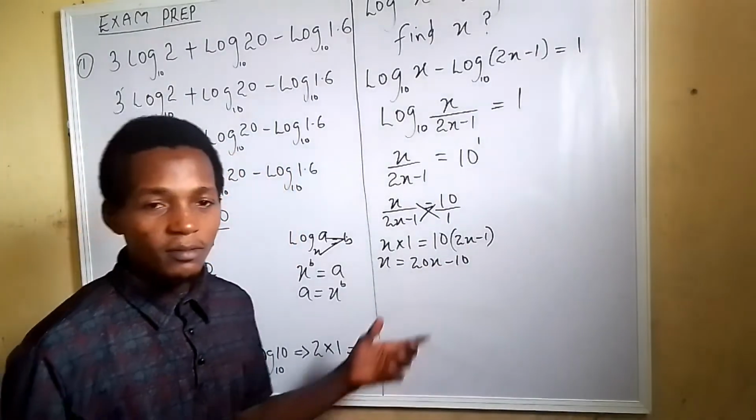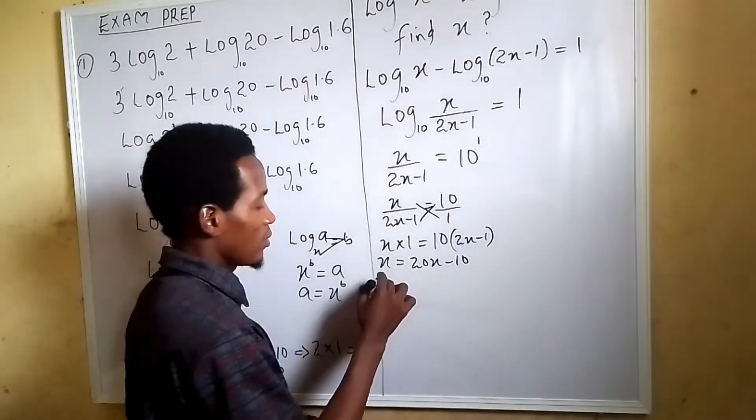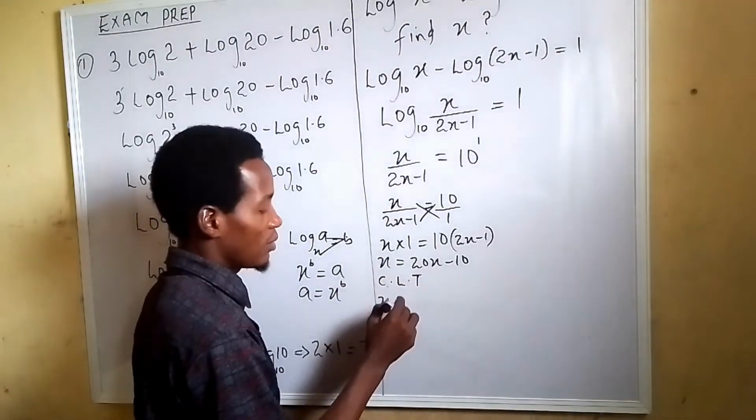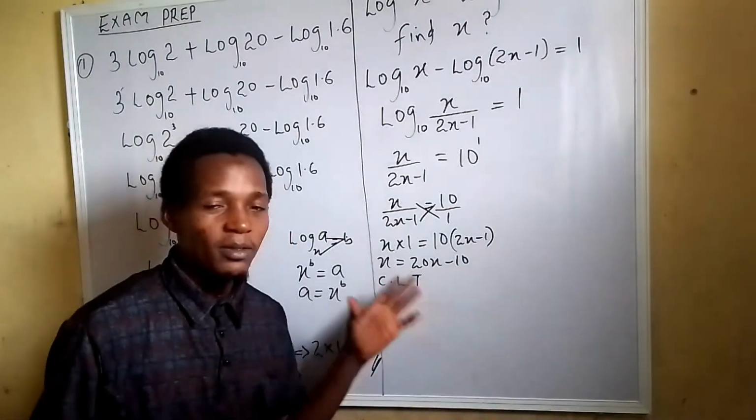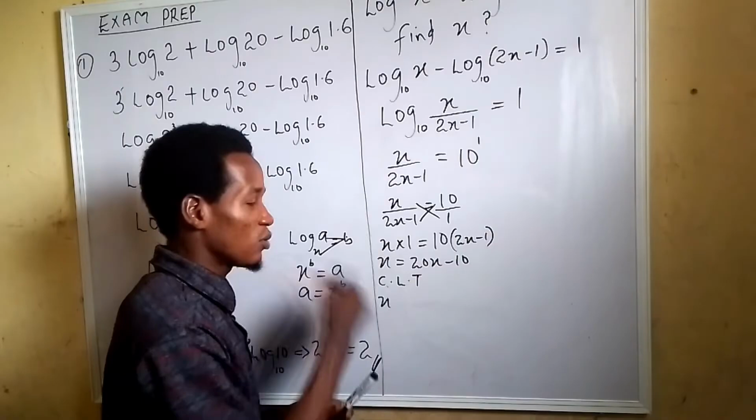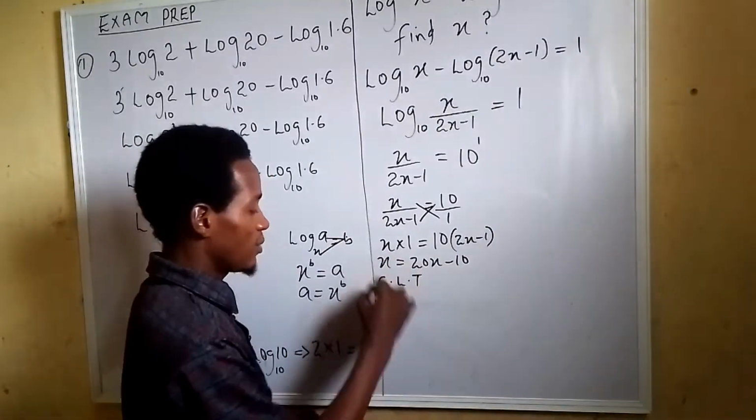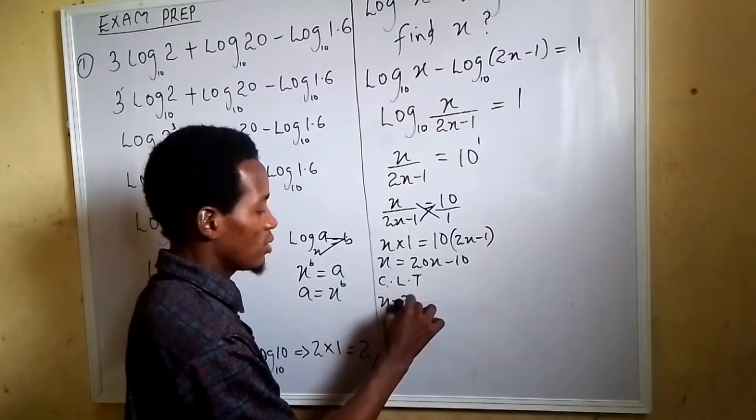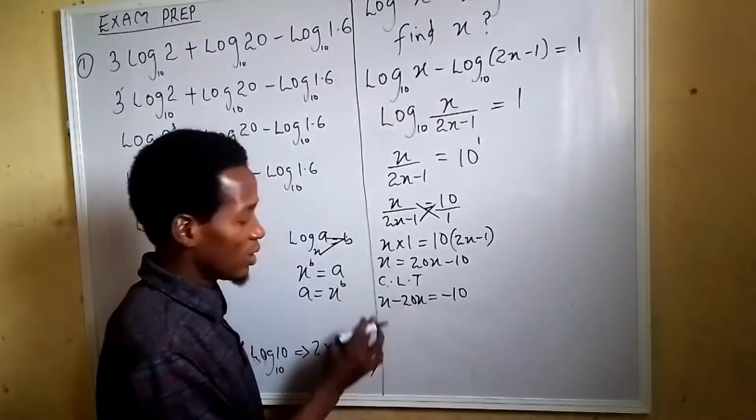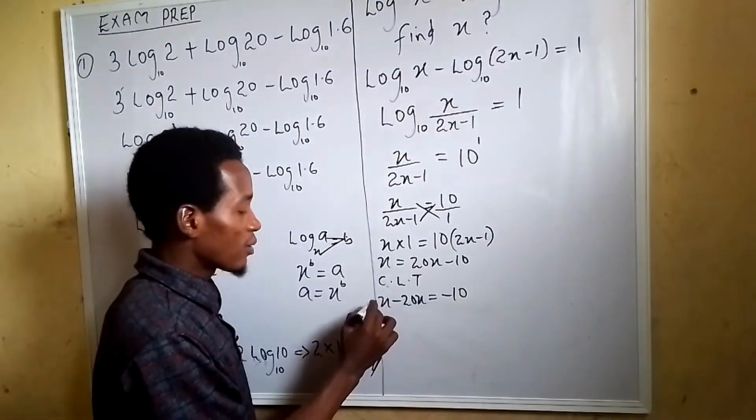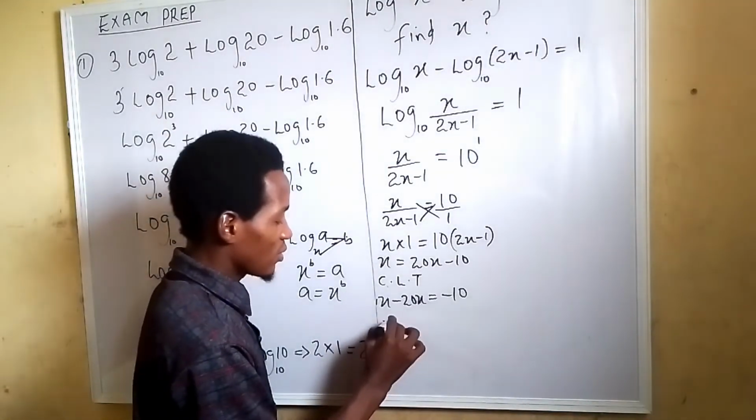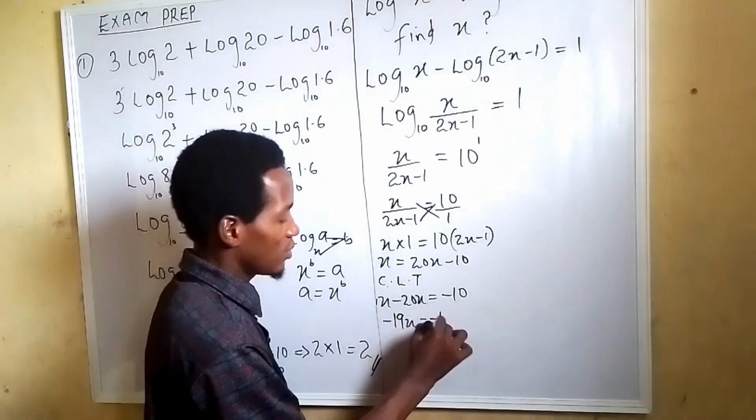What do we do? We collect like terms. Very important: anytime we are collecting like terms, let your unknown variable be at the left hand side. So bring all the x terms to the left hand side and the natural number to the right hand side. That will be x minus 20x equals minus 10. We all know this x has a constant 1, because x is 1x. So 1x minus 20x will give us minus 19x equals minus 10.